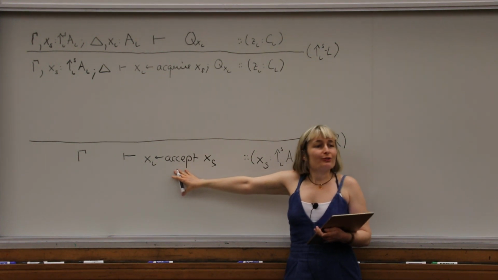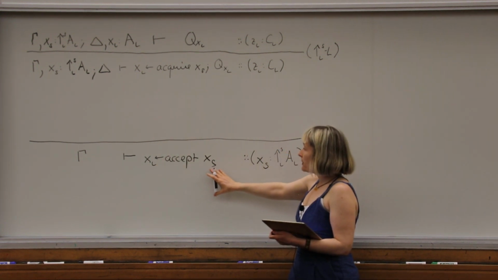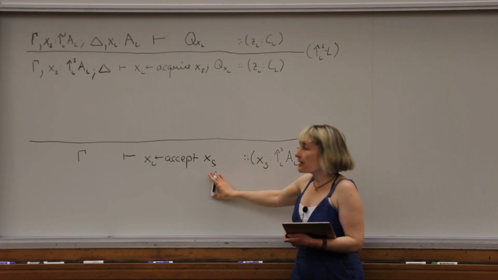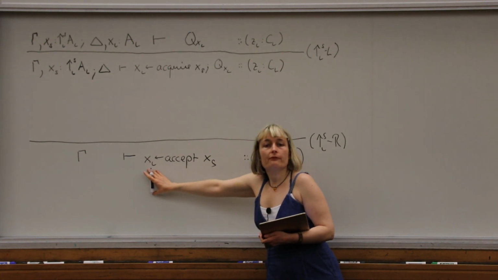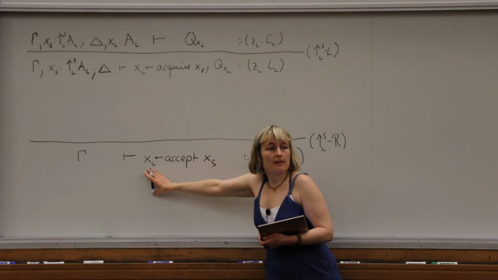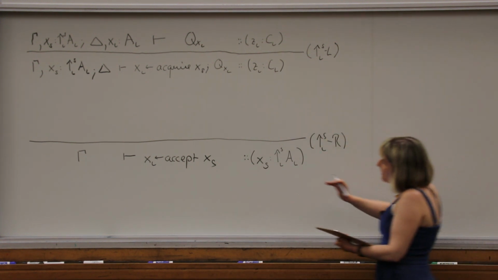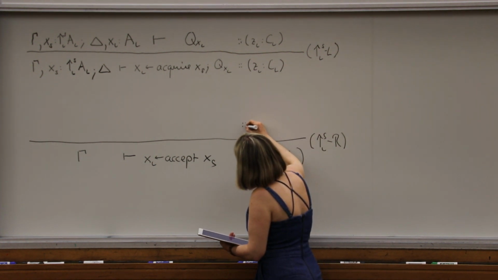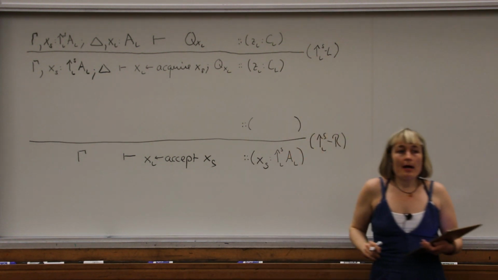Accept an acquire request from the client. That means we accept the request of an acquire coming in along X of S, and as a result, we henceforth offer along a linear channel X of L. Okay, so what does that mean? Above the rule, what are we going to offer now after that we have accepted an acquire?